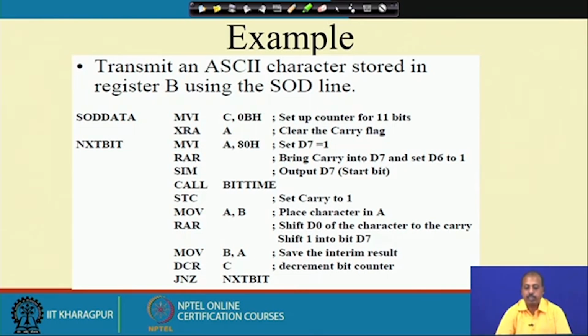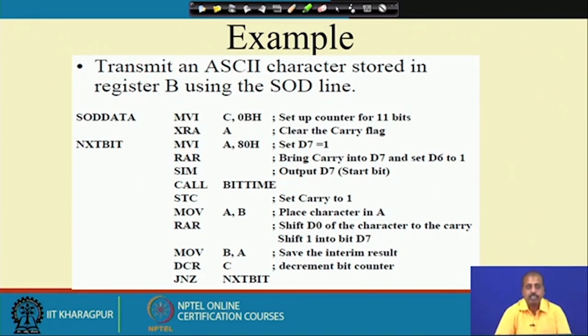So, we have to first work out how many bits are to be transmitted altogether. So, 1 start bit, 2 stop bits and 8 bits of data. So, a total of 11 bits are to be transmitted. Okay. So, we keep a counter in the C register for the 11 bits. So, MVI C, 0B hex. That will set the C register to the decimal value 11.